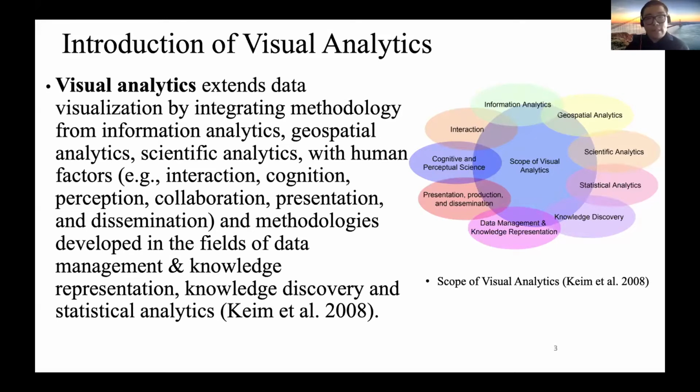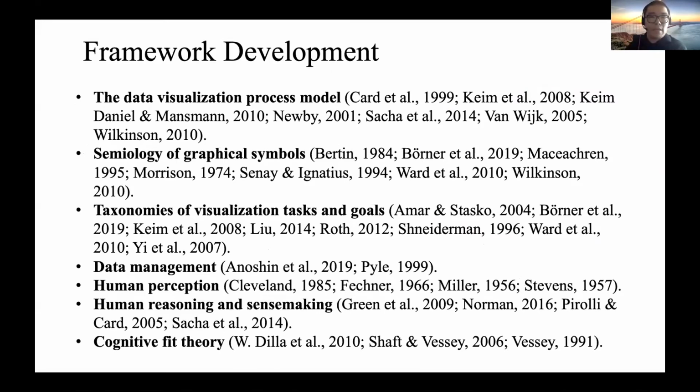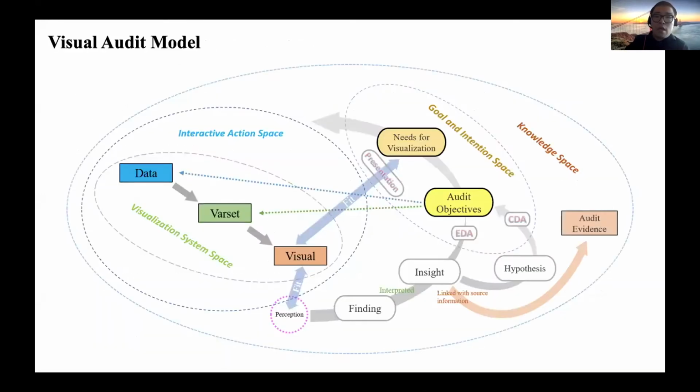For our paper, we take the first step, aiming to integrate visual analytics with audit data analytics. We build our model based on multiple lines of research, such as data visualization process model design research, the semiology of graphical symbol design research, or what we call grammar of graphics research. The third is taxonomy design of visualization tasks and goals. We also borrow some taxonomy proposed by data management research. We also follow classic human perception series, human reasoning and sense making series, and last but not least, we introduce the very popular classic cognitive fit theory into our model. And this is our model.